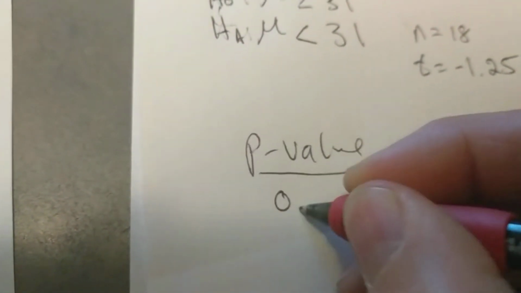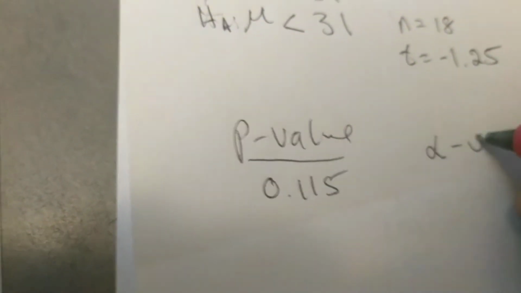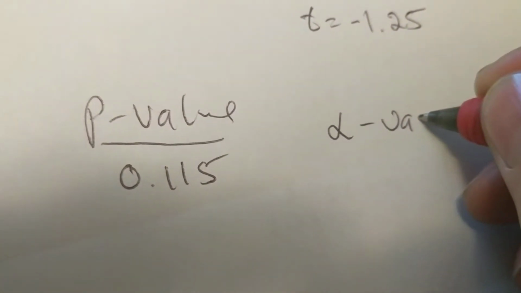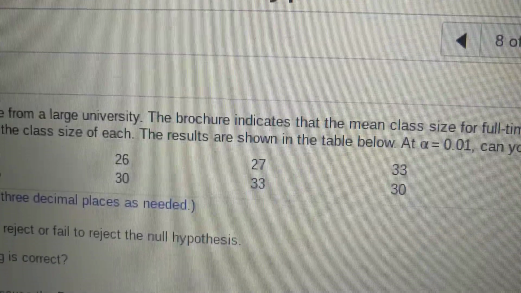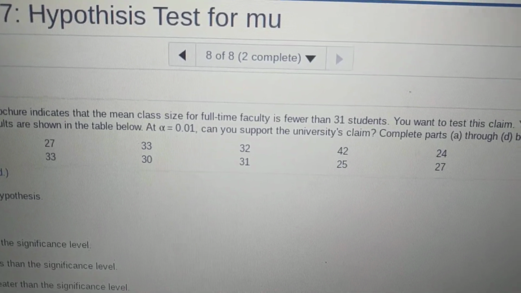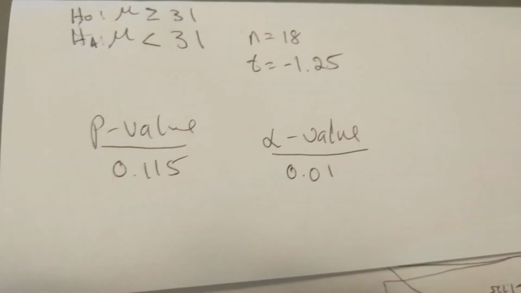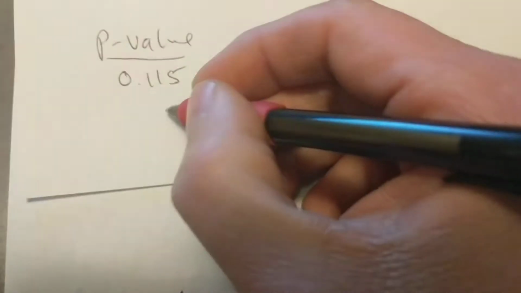Our p-value was 0.115. Our alpha value from the homework is 0.01. Let's compare. The p-value is greater than alpha. When the p-value is greater than alpha, fail to reject the null hypothesis.